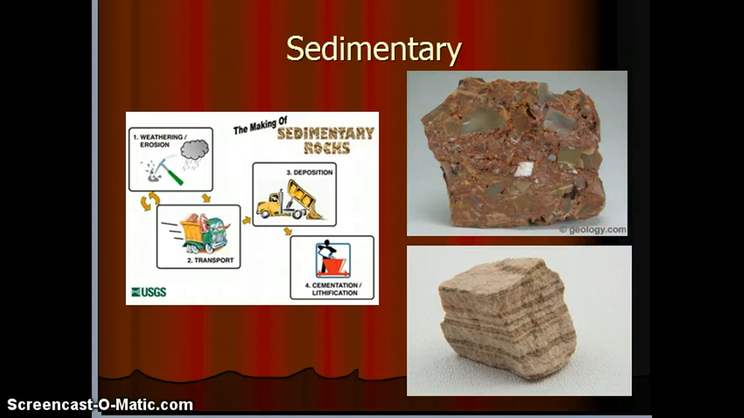Sedimentary rocks are formed by bits and pieces of rocks clumping together. Remember that weathering breaks down rocks into bits and pieces. These particles, in turn, are carried away by wind, moving water, or other forces of erosion. Eventually, the sediment is dropped or deposited in a new location.